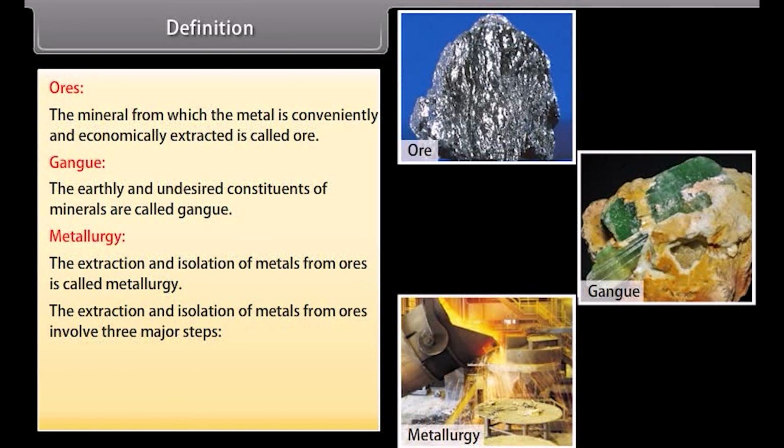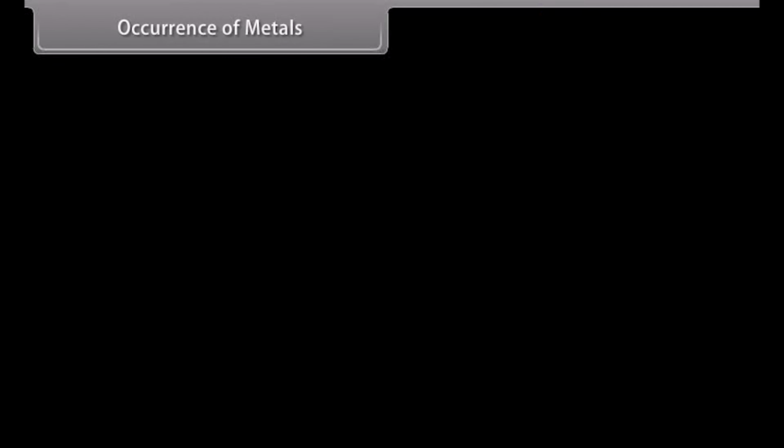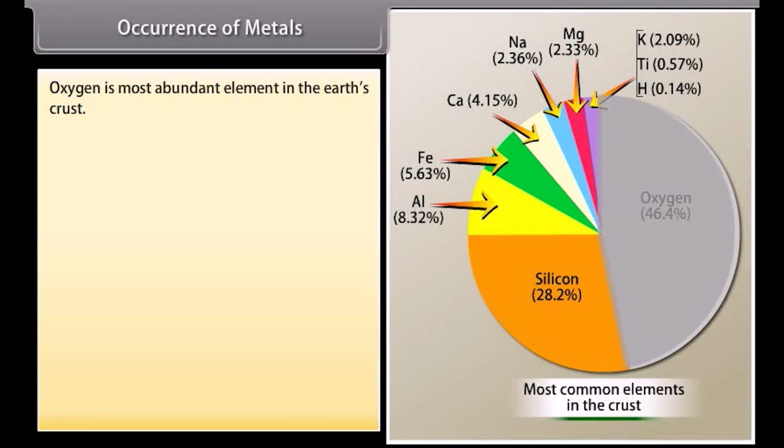The extraction and isolation of metals from ores involves three major steps: concentration of the ore, isolation of the metal from concentrated ore, and purification of the metal. Occurrence of metals. Oxygen is the most abundant element in the Earth's crust.